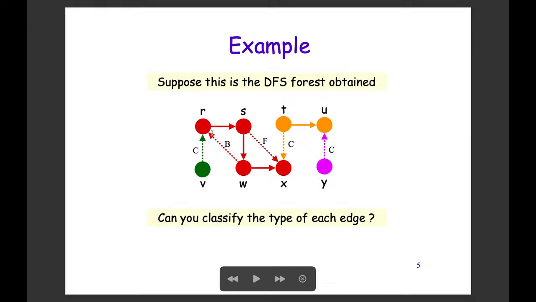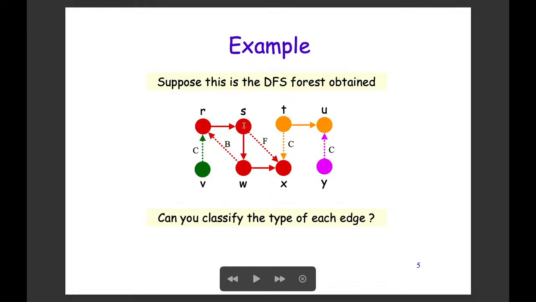So what is a back edge? A back edge is an arrow pointing from a node in a certain tree back to some of its ancestor. Whenever you see a back edge, that means that there is a certain cycle going on. So R to S, S to W, W to some ancestor. Could be R, could be S, whatever. So there is a back edge. A back edge is pointing from a tree node to another tree node, but they have an ancestor-descendant relationship.